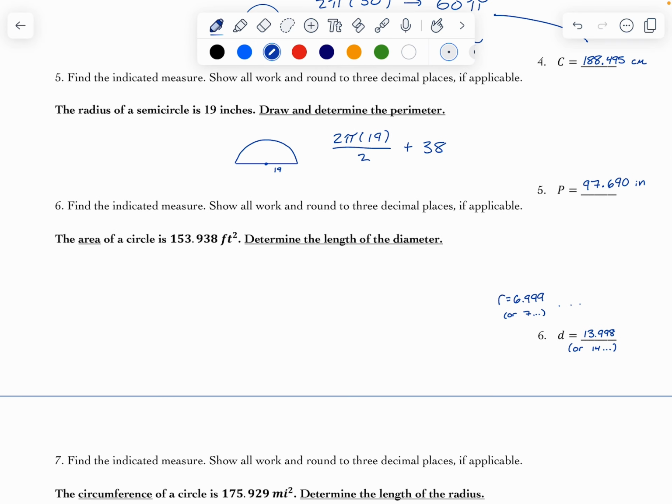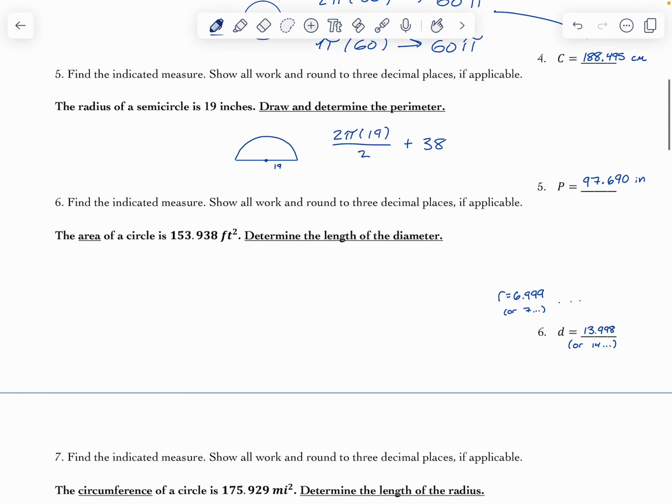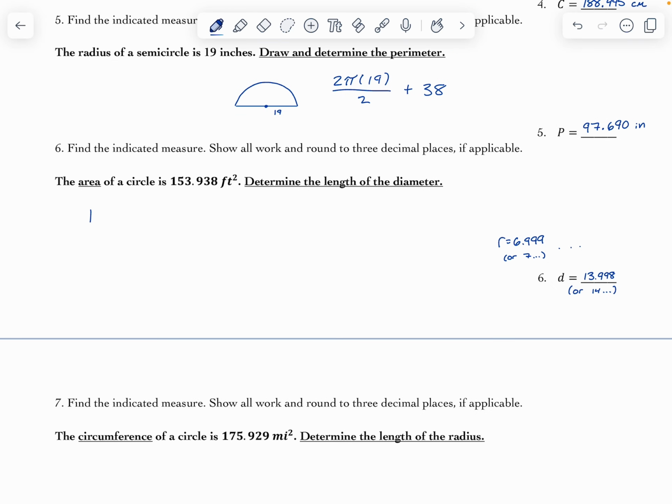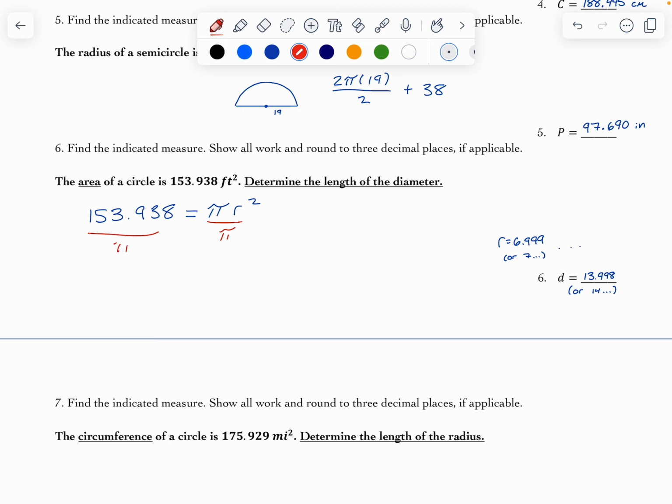The last 2 problems, we're working backwards here. Area of a circle is 153.938. Your area formula is pi times r squared. I divide both sides by pi. I get, let's see, I want to say it's 48.999 is equal to r squared.